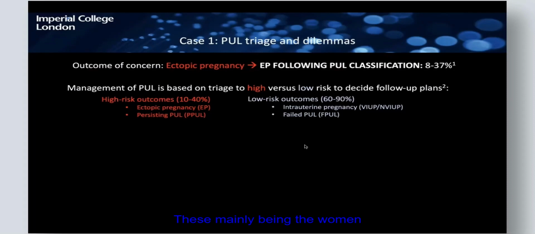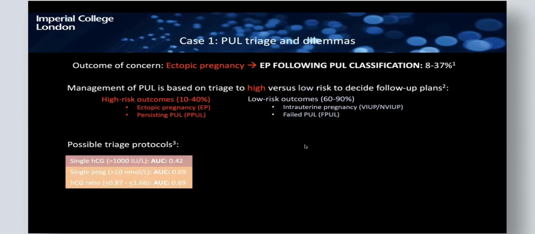These mainly being the women with an ectopic pregnancy diagnosis, i.e. any pregnancy partially or completely external to the endometrial cavity, as well as a much smaller subset of women with a PPUL, or a persisting PUL. And these are pregnancies of unknown location that have 3 or more serial HCG levels that usually vary by less than 15%.